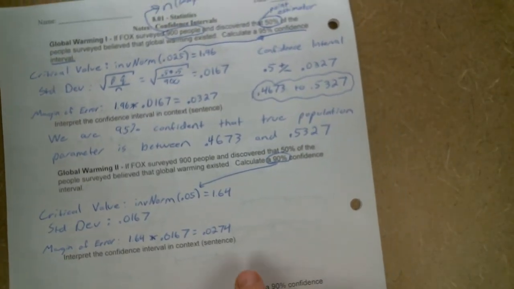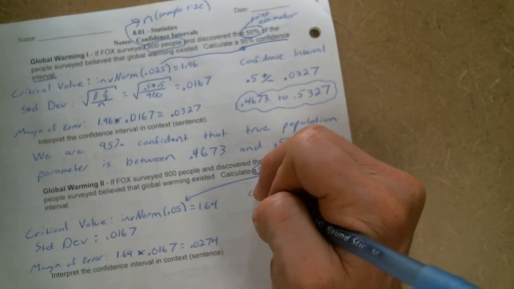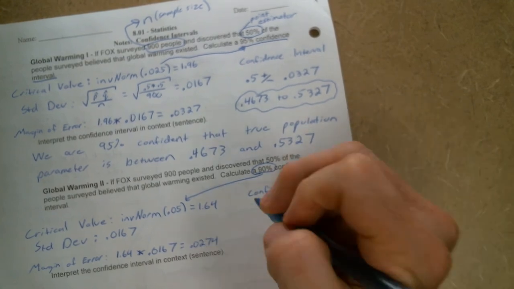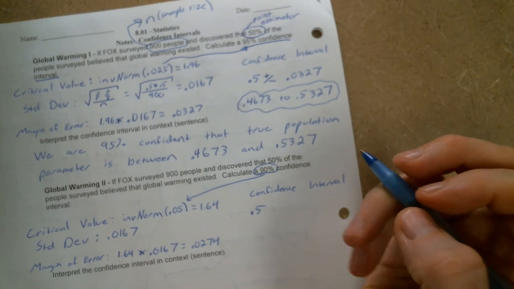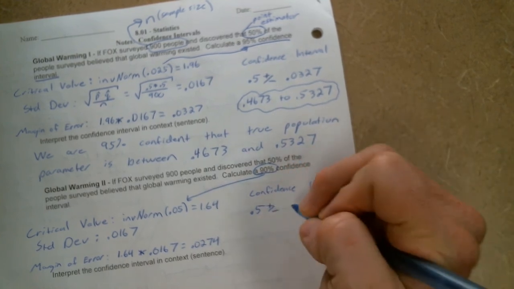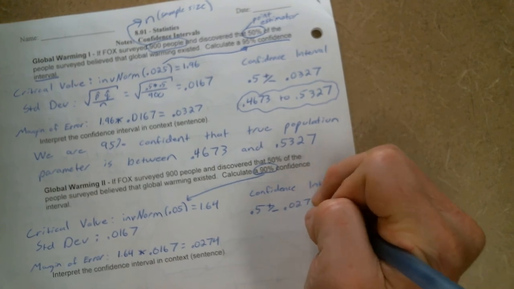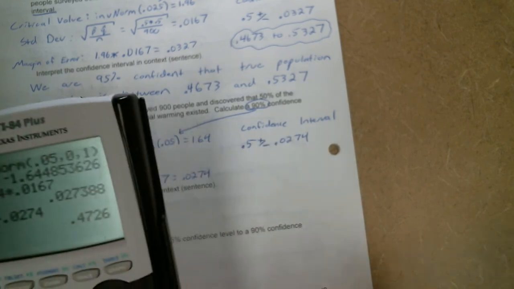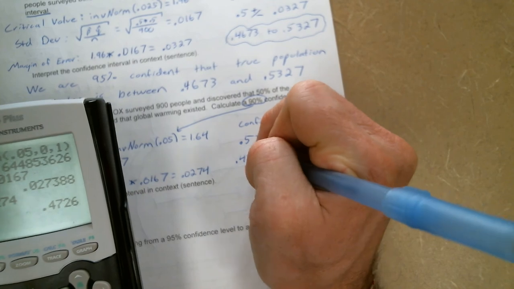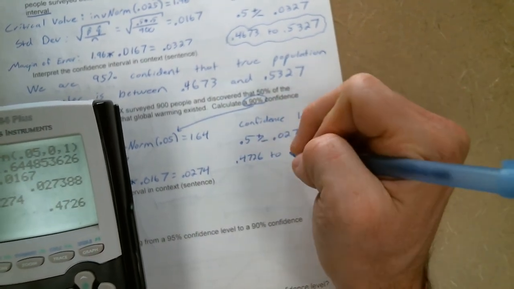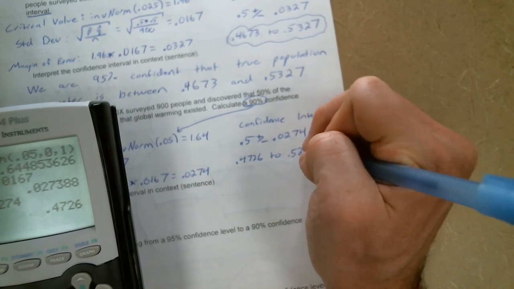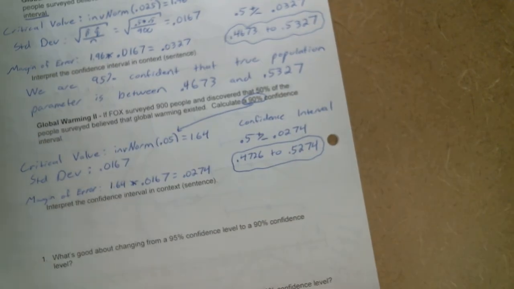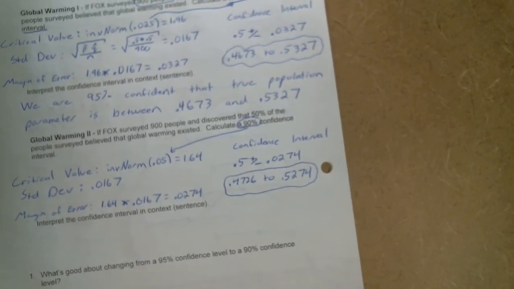And then, because our margin of error has changed, our confidence interval has also changed. So, confidence interval is now going to be 0.5. Our point estimator hasn't changed. That's still the same. Plus or minus 0.0274, which means what's 0.5 minus 0.0274? 0.4726 to 0.5274. All right. So that would be our 90% confidence interval.